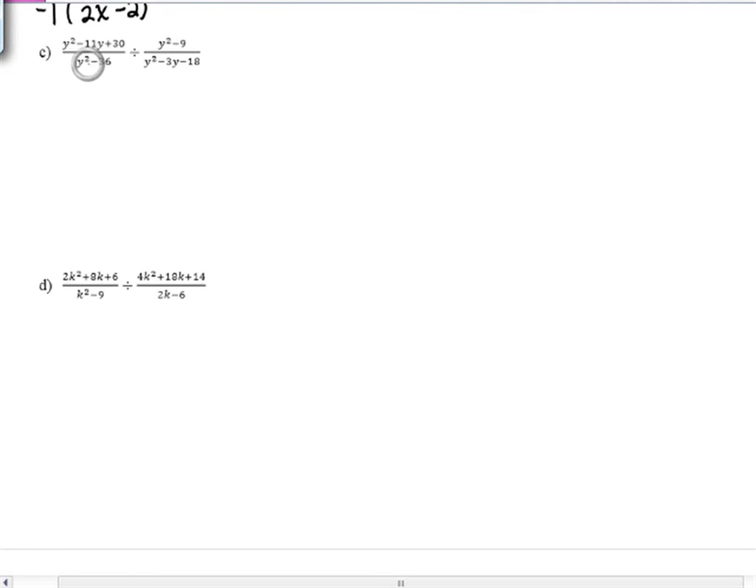Example C, y squared minus 11y plus 30 over y squared minus 36 divided by y squared minus 9 over y squared minus 3y minus 18. We need to factor everything and also change our division to multiplication by flipping the second fraction upside down. We need to factor 30 so that the sum of the two factors will give us negative 11. And we can factor 30 as 5 times 6, and we want a negative 11 in the middle, so it's going to be y minus 5 times y minus 6.